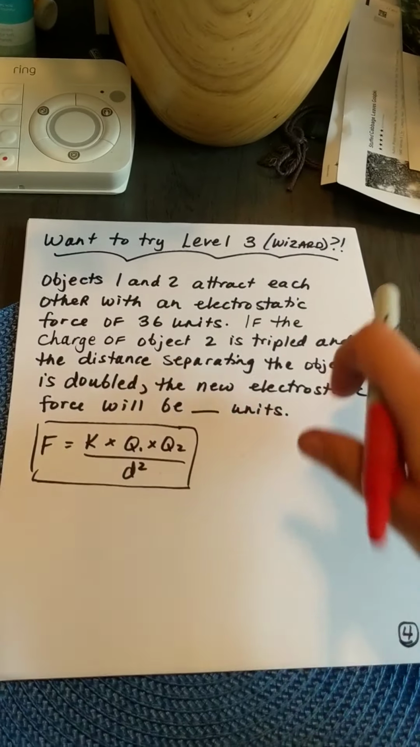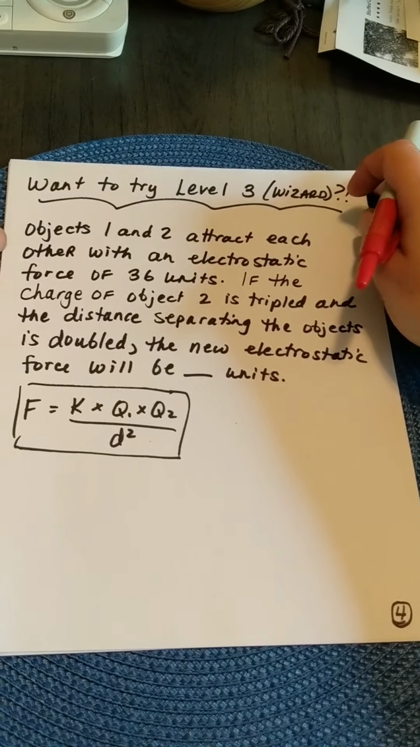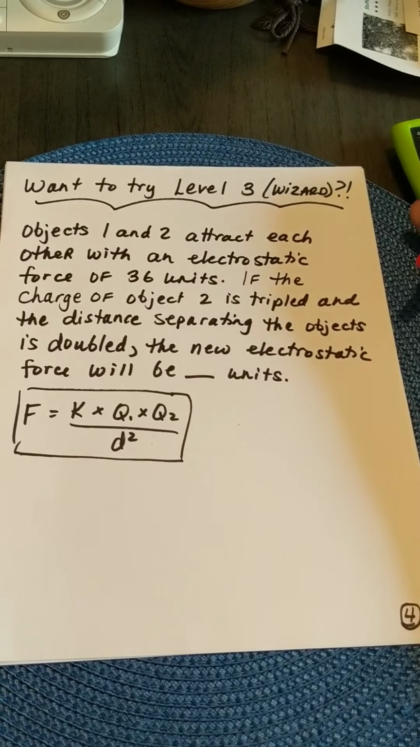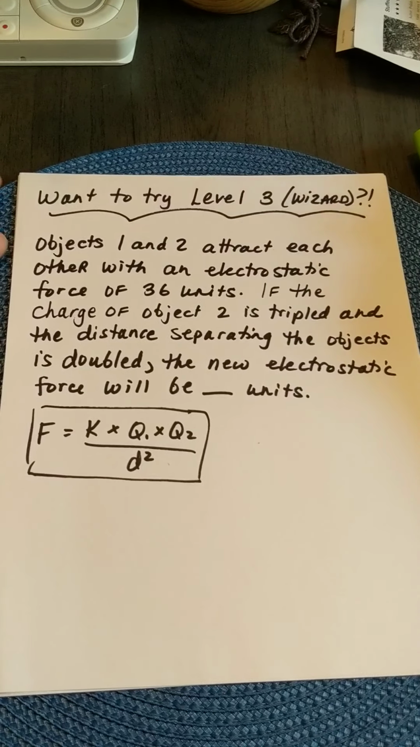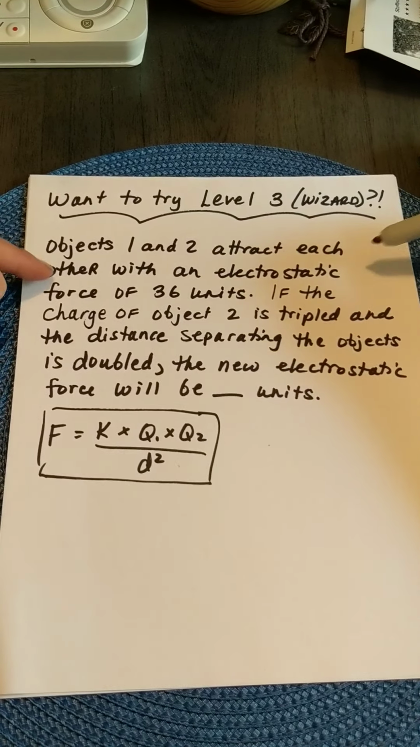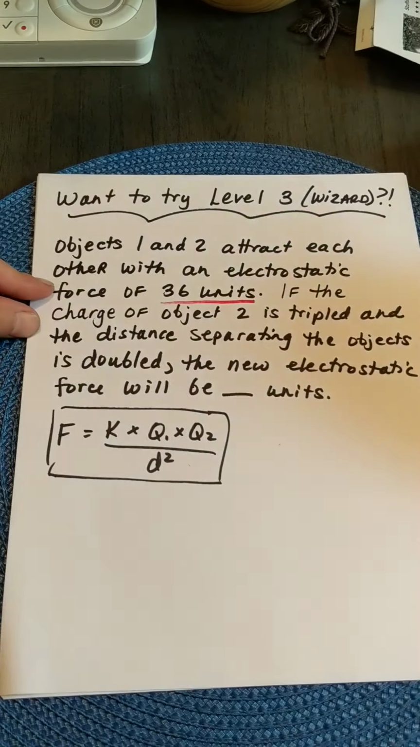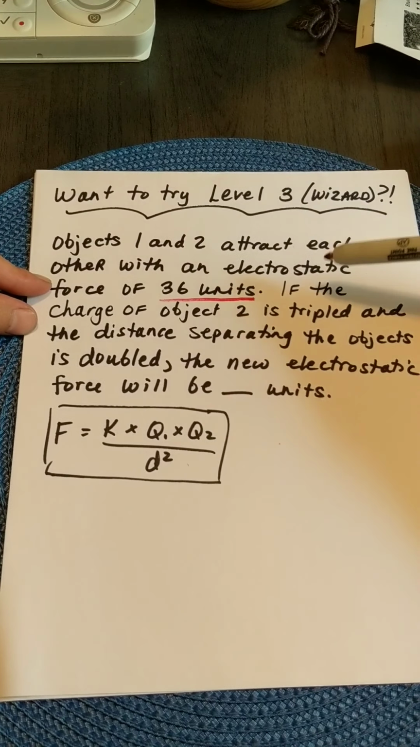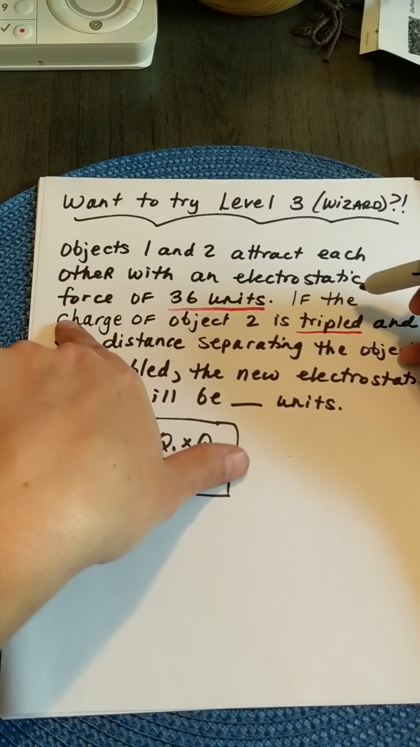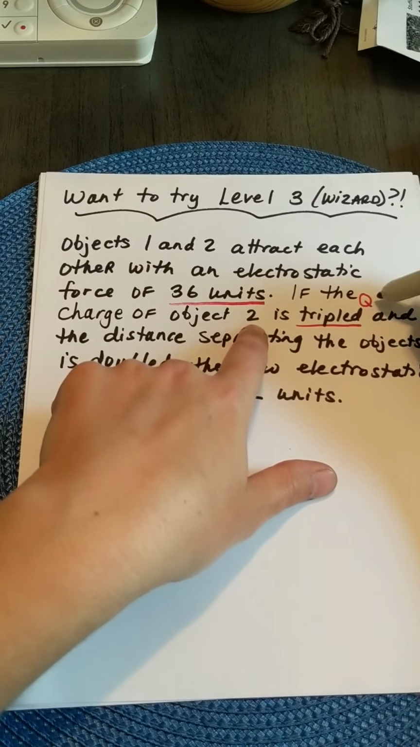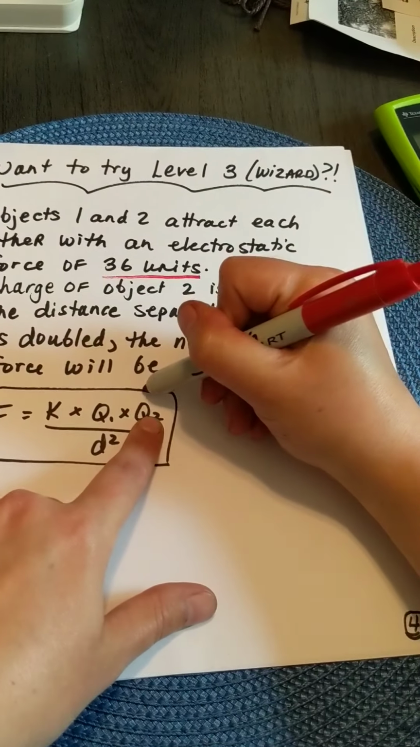Now, this last problem is just for those of you that want to try level 3. This is extra credit. If you don't feel comfortable doing this or you're not up to it, totally fine. But I thought I would throw this out there to show you how you can combine all these ideas. So object 1 and 2 attract each other with an electrostatic force of 36 units. Okay, so the problem starts out the same exact way. It then says, if the charge of object 2 is tripled. Remember, the charge of object 2 is called Q2 in our equation. So Q2 is going to be tripled.